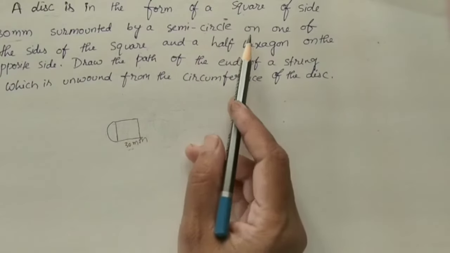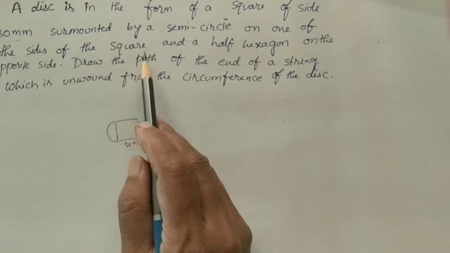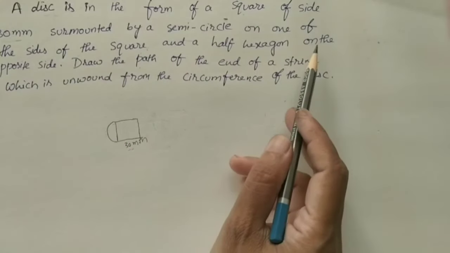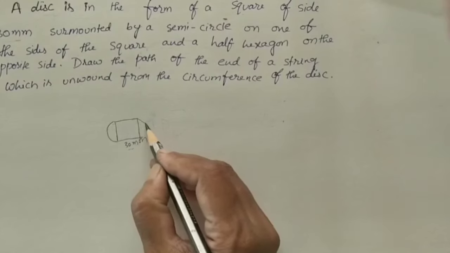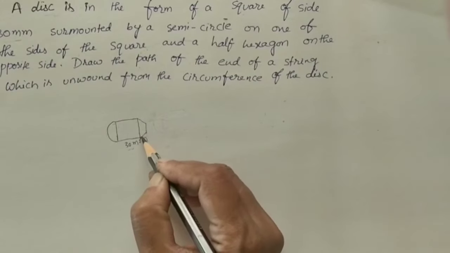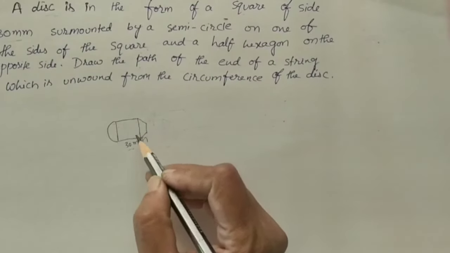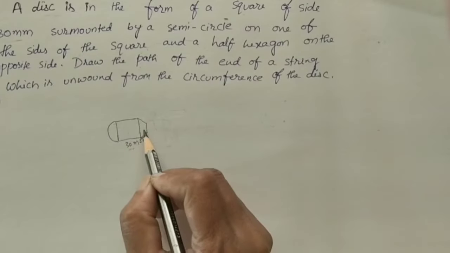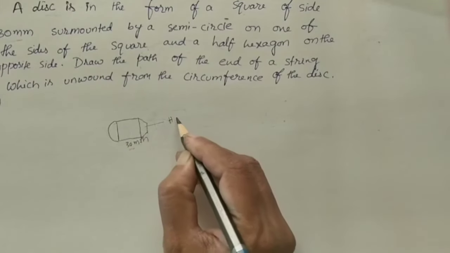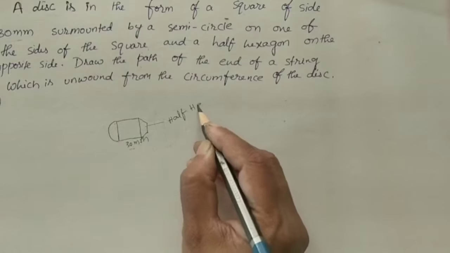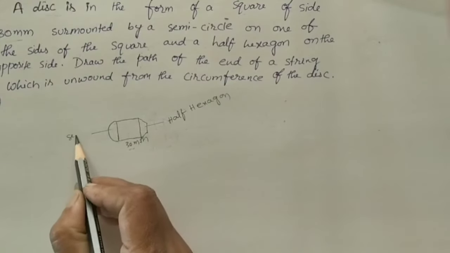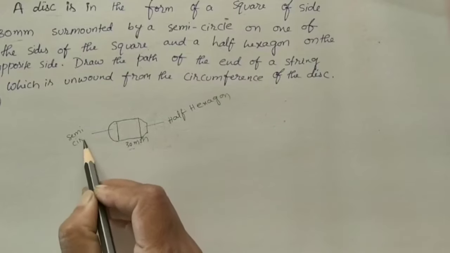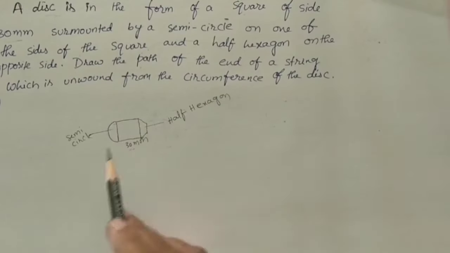So, surrounded by a semicircle on one of the sides of the square and a half hexagon on the opposite side. On the opposite side of the square, a half hexagon is there. Hexagon means it has 6 sides. Half hexagon means 3 sides. So one side is a semicircle, one side is a half hexagon. So this is the given disc.